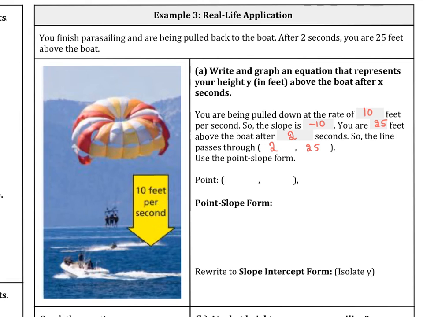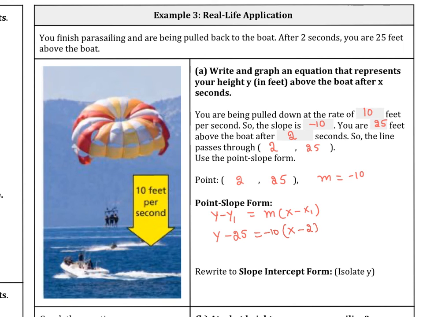25. So this is our x1, y1 point. Use the point slope form to find the equation. So the point is 2 comma 25, and the slope we already discussed is negative 10. Point slope form is y minus y1 equals m times x minus x1, where y1 is 25, m is negative 10, and x1 is 2.